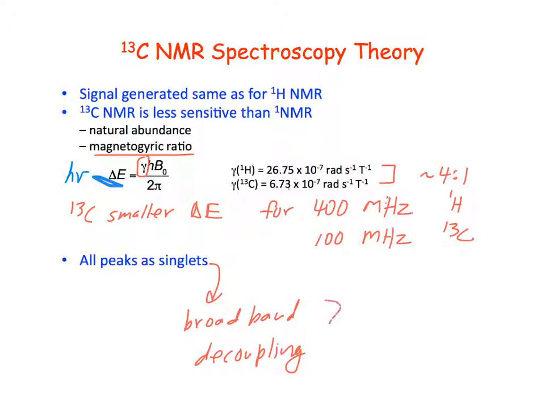So this removes the proton C13 coupling, because since we know that proton and C13 are NMR active, then we should see the coupling there.